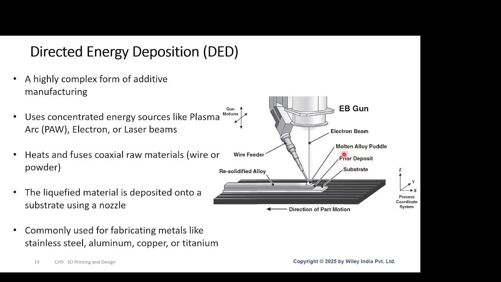So here we have a molten alloy puddle, which is being created here. This is the wire feeder, and here is the EB gun, and the alloy re-solidifies. So here the alloy is solidified.